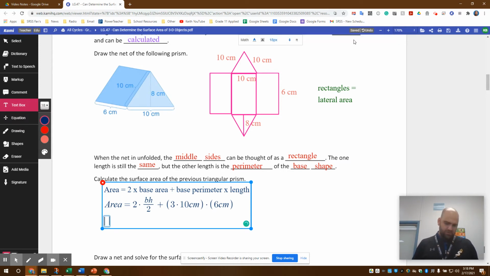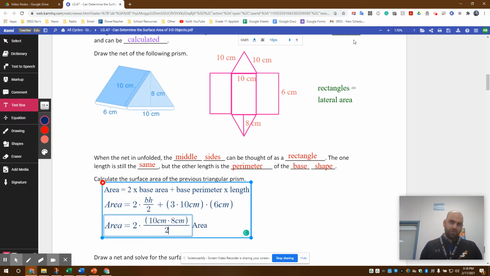I'm just going to do area is equal to 2 times base times height. So we have 10 centimeters times 8 centimeters, which is our height. And we're going to divide that by 2. And then we're going to add, we have 30 centimeters, which is our perimeter. And we're going to multiply that by 6 centimeters.